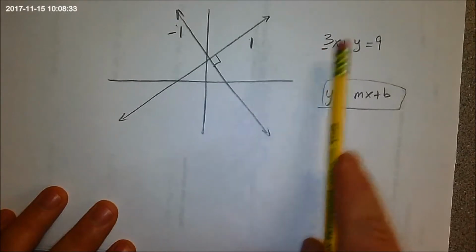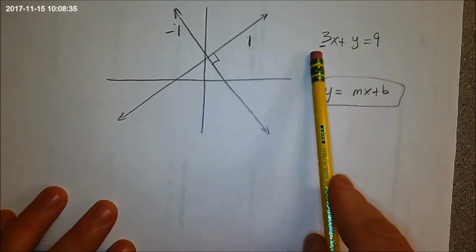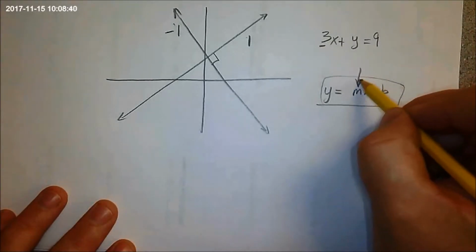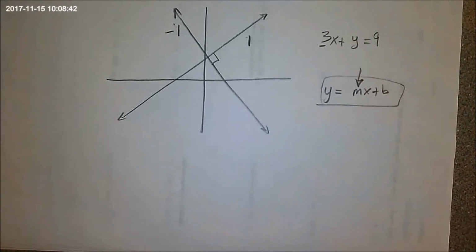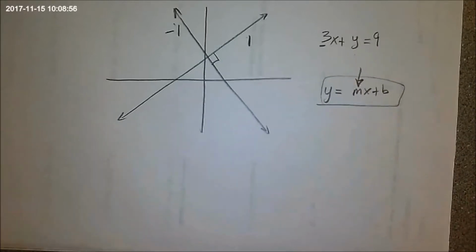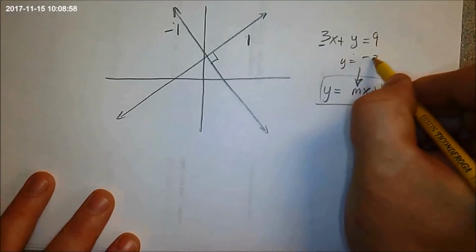This is not slope-intercept form. This is called standard form. The only time you can look and see the slope is when it's written just like that. That's the question of the day right there, Mikey. That's a good question. But how come it would turn into negative? Because if you solve this for y, you subtract 3x from both sides. You get y equals negative 3x plus 9.